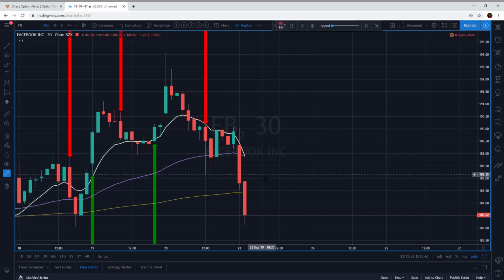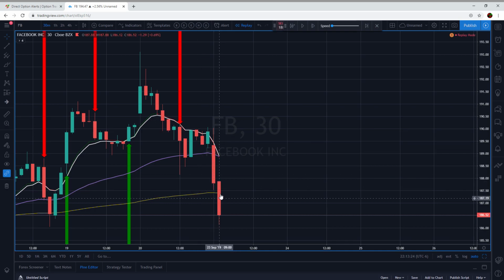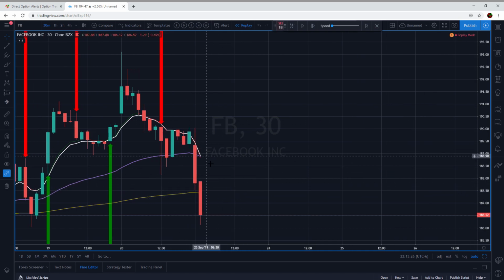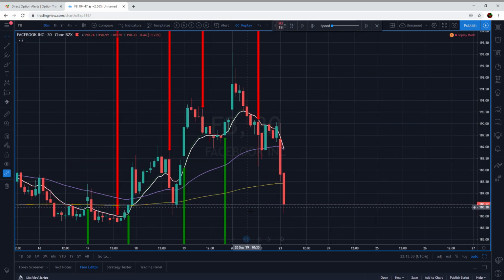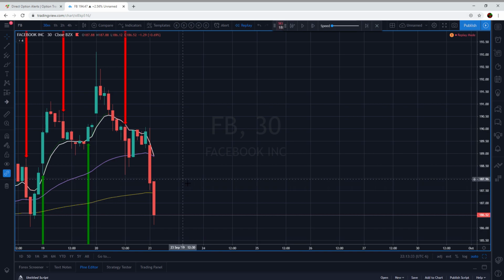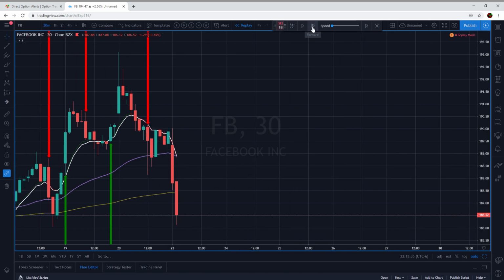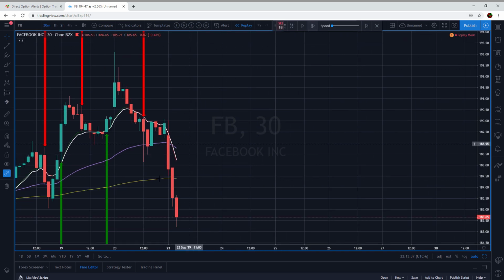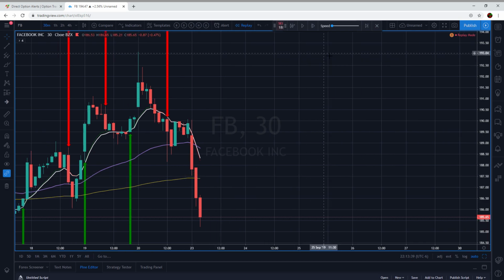So right now, the candlestick is below 200. So if it stays under 200, that's going to be a downtrend. So let's see. But right now, it's pretty much going to be a downtrend. See, it went under 200 EMA, then the green arrow is going to come out.